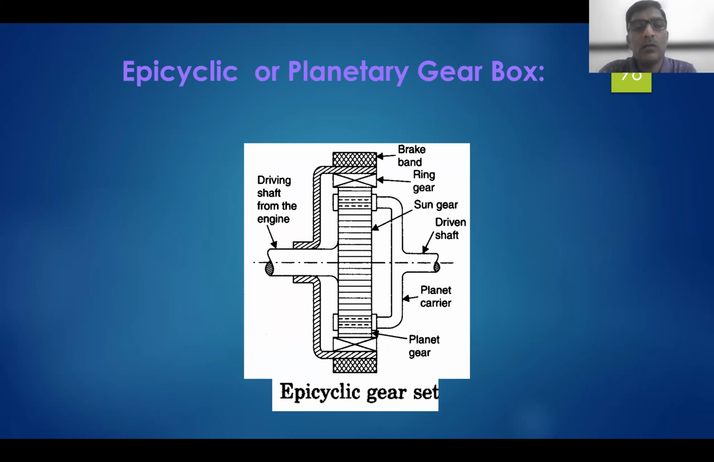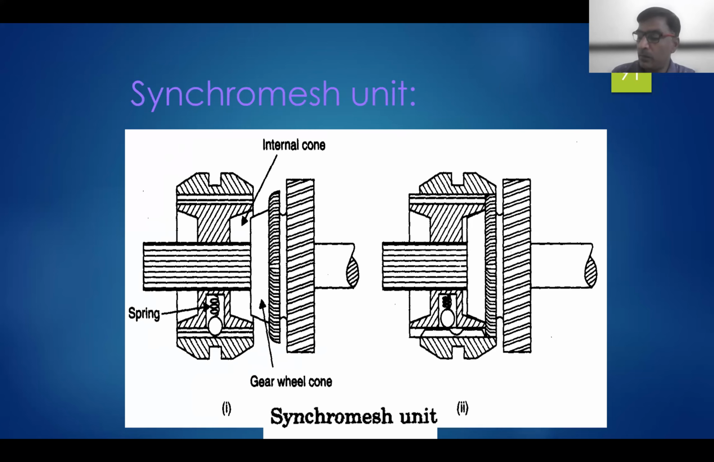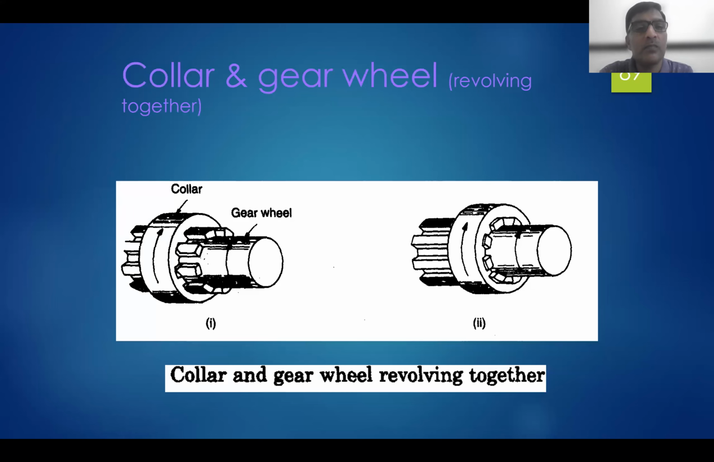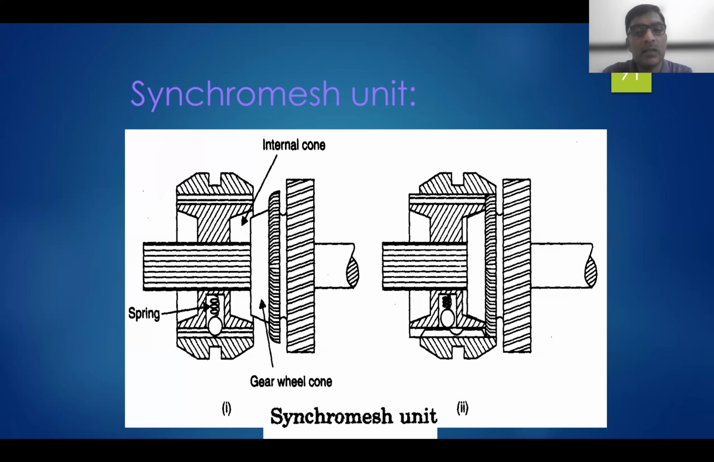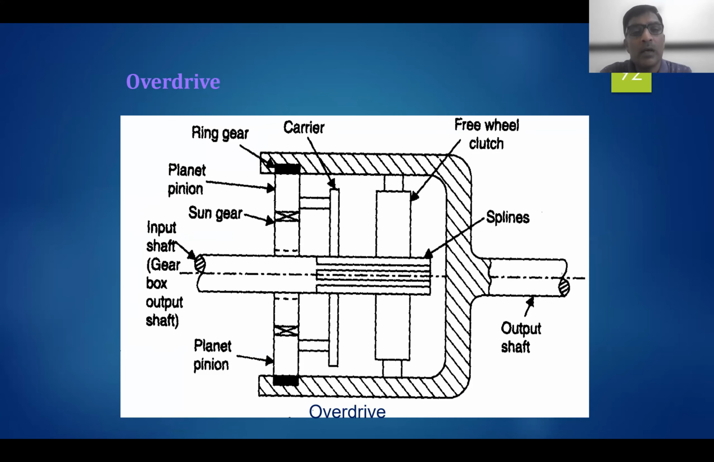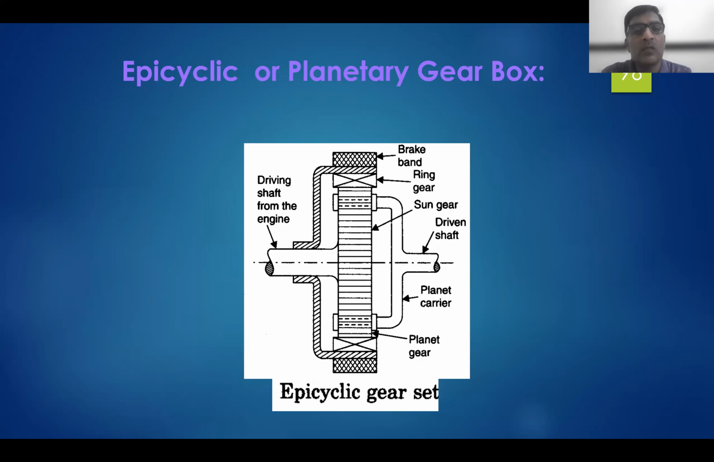So good morning to all. I will revise whatever we have studied in the previous lecture. We have seen types of gearbox, in that sliding mesh, then constant mesh and synchro mesh gearbox. Afterwards, we have seen overdrive, then hydraulic torque converter, then epicyclic and planetary gear train.